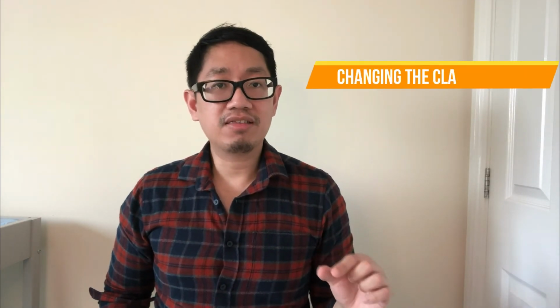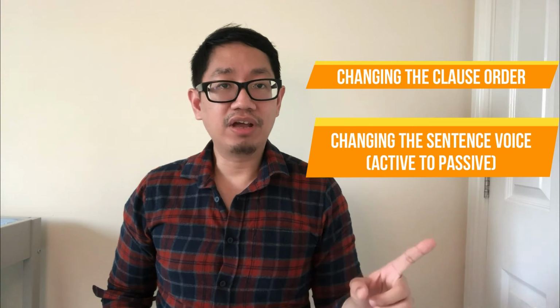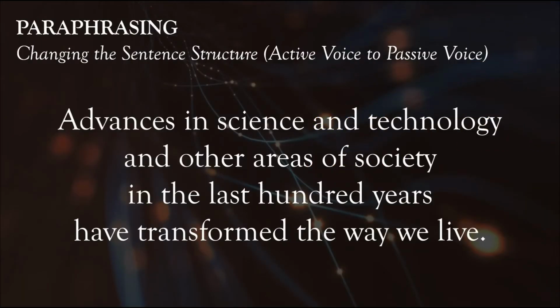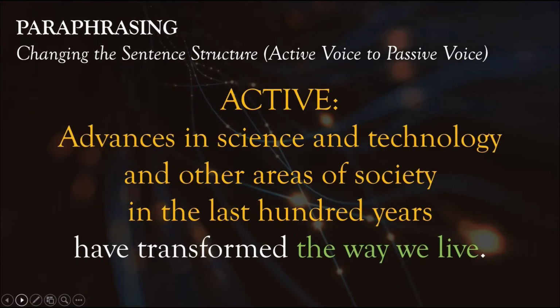Another paraphrasing method is changing the sentence structure, which can be done by changing the clause order or changing the sentence voice from active voice to passive voice. Let's use the same example from earlier and we'll try to paraphrase it by changing the sentence structure using active voice changed to passive voice. So advances in science and technology and other areas of society in the last 100 years have transformed the way we live. This sentence is in its active voice.